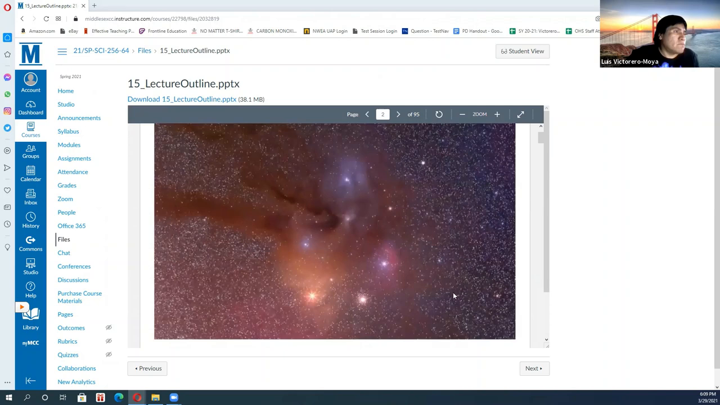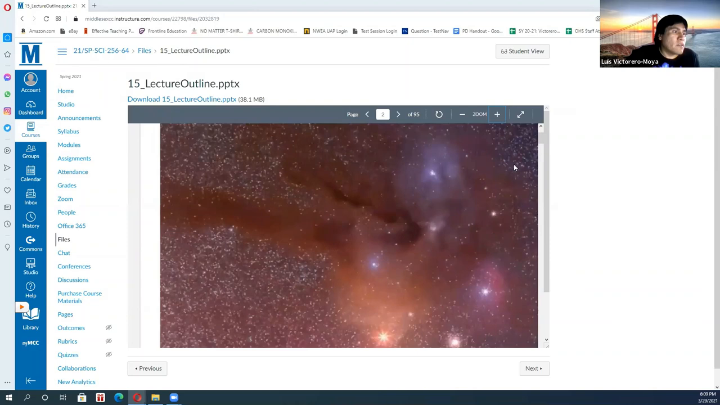You see nebulas, emission and reflection nebulas, but you also see stars, and they look brighter and sometimes a different color. Here, this one, for example, is dimmer than this one here.